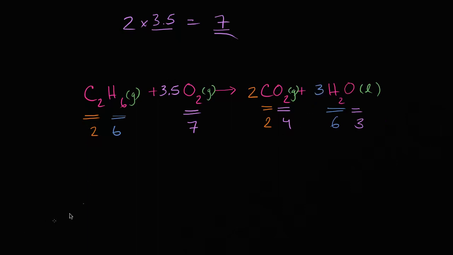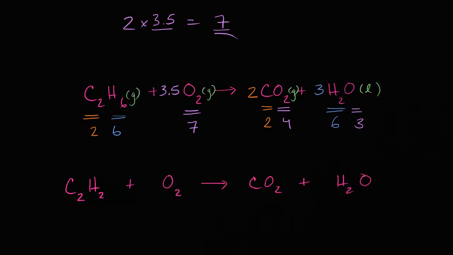I'll write the whole reaction over again. So I have my ethane, and I won't write actually what state it's in, just to save some time, plus some molecular oxygen. They combust, they yield. So these are the reactants. The products are carbon dioxide gas and liquid water.